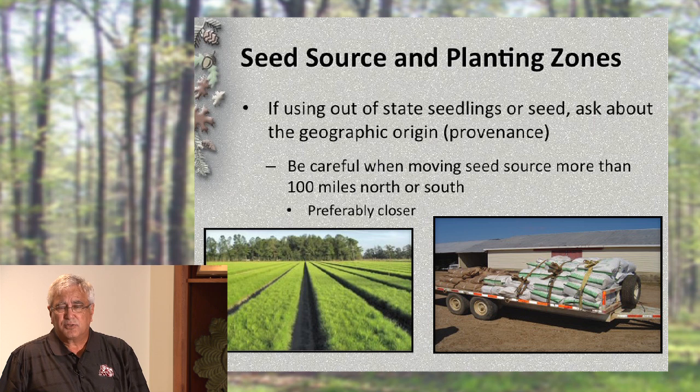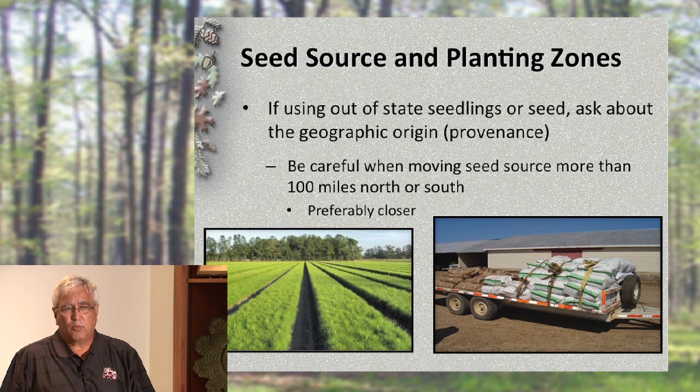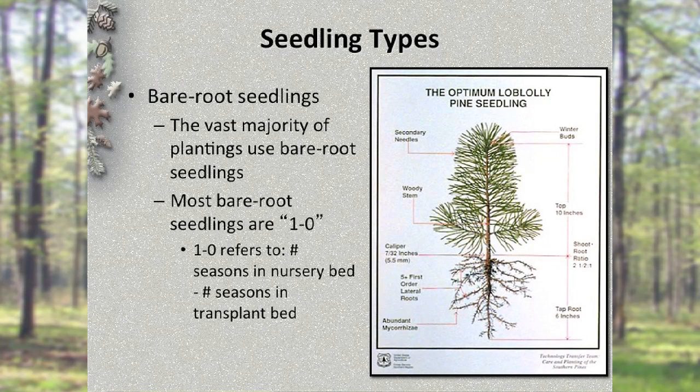We look at the seed source and the planting zones. If we're using seedlings from out of state, we need to remember where the provenance is coming from. We want to make sure that we do not move provenances that are not adequate or not good for that particular area. So if we're moving a seed source more than 100 miles north or south, then we have to be aware of where that particular seed source is actually coming from.